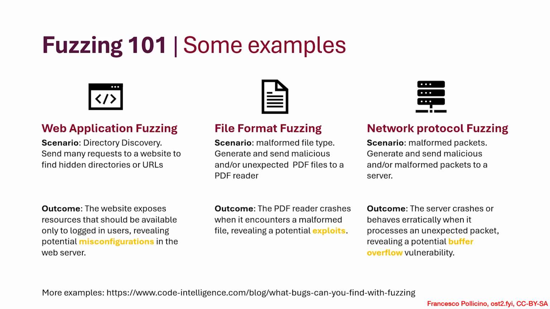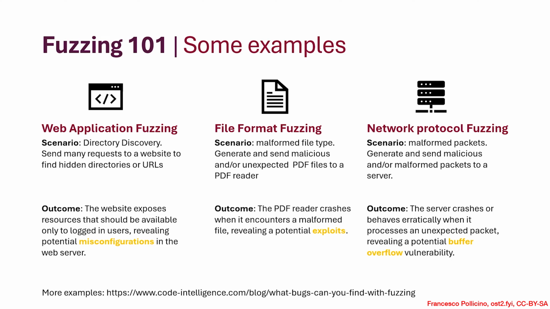In the first example, we consider web application fuzzing. In that case, we target a web application with a directory discovery attack, sending multiple requests to find hidden directories or URLs. So, what are we testing? We are checking if the server exposes sensitive resources, like admin pages or private files that should be restricted. The outcome is that if successful, we might find exposed resources, indicating a misconfiguration or a lack of access control.